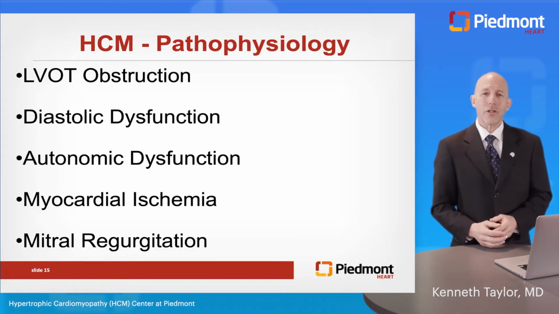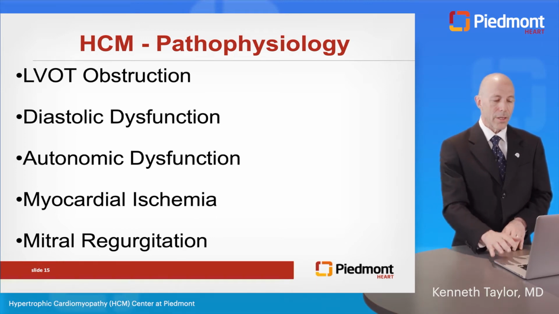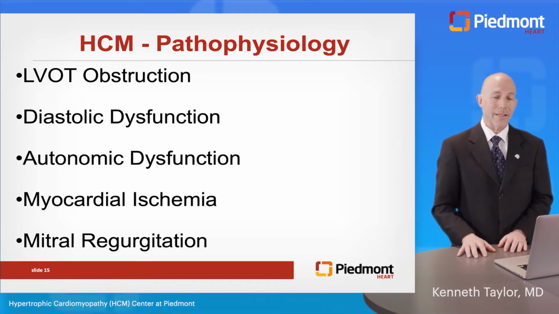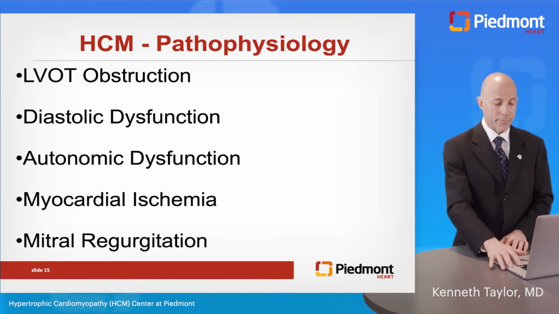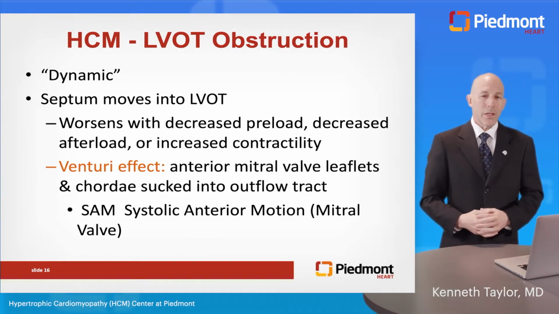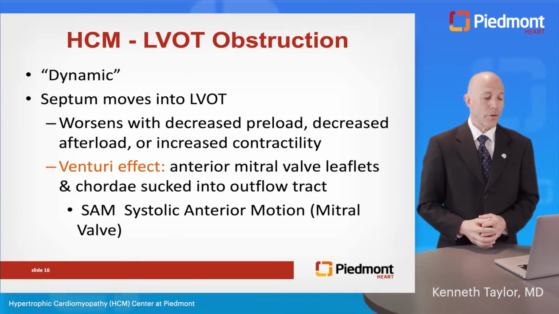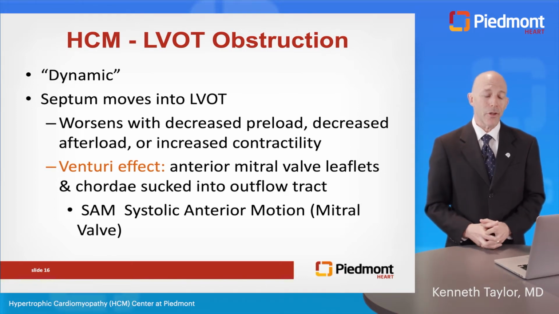The pathophysiology of this disorder has several different components, and we'll go through each one of these. Left ventricular outflow tract obstruction, diastolic dysfunction, autonomic dysfunction, myocardial ischemia, and mitral regurgitation. The classic obstructive form of hypertrophic cardiomyopathy is a dynamic process.